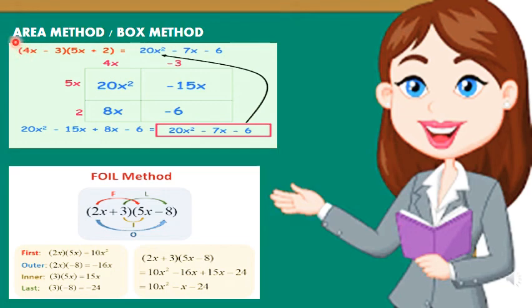So first you will be learning the area method, which is also called the box method. Why is it called the box method? Because we are drawing a box to multiply the binomials. For example, we shall consider these two binomials: 4x minus 3 is a binomial, and another binomial here is 5x plus 2. These two binomials are being asked to multiply in this question.